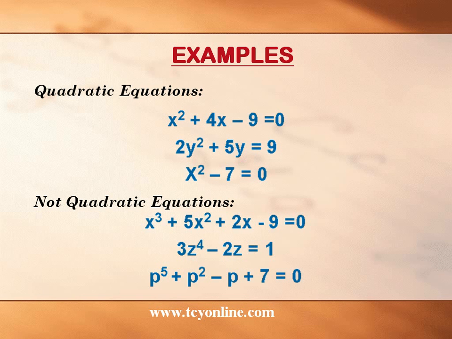Let's see the second example. It says 3z raised to power 4 minus 2z equals 1. Here the variable is z with the highest power 4, not 2. So that means it's not a quadratic equation. Similarly, we have the third example, p raised to power 5 plus p squared minus p plus 7 equals 0, which is not a quadratic equation.